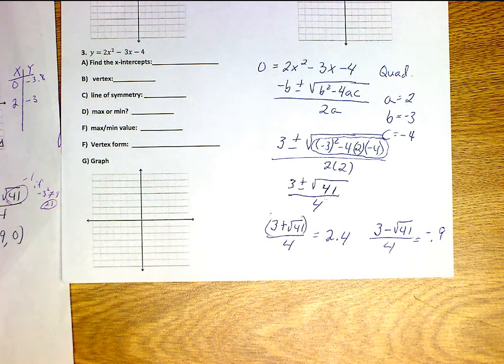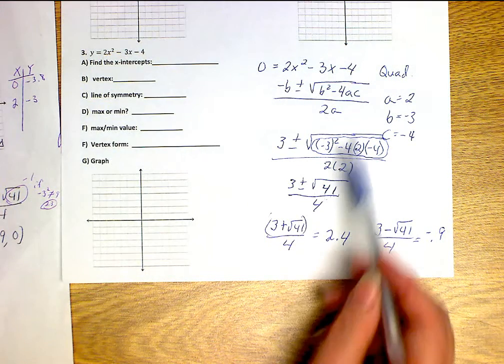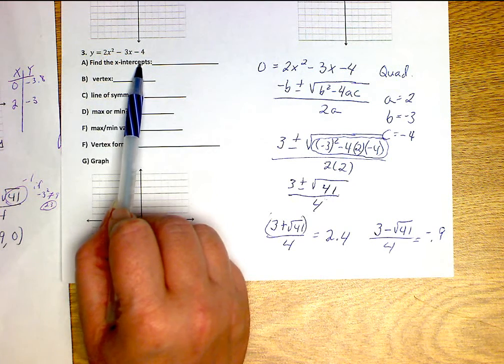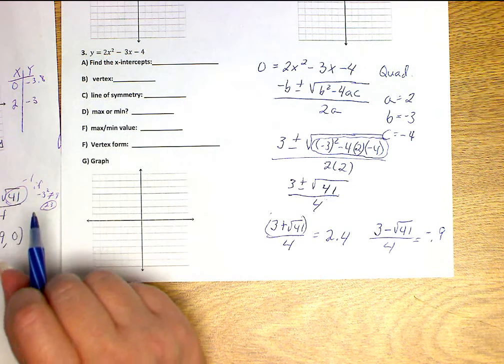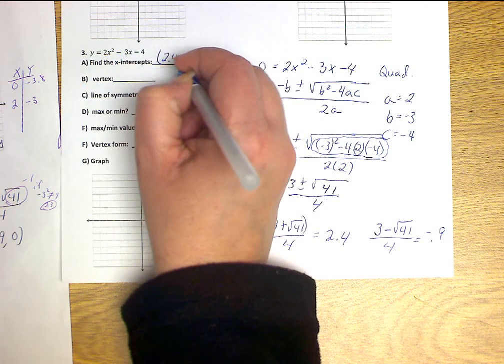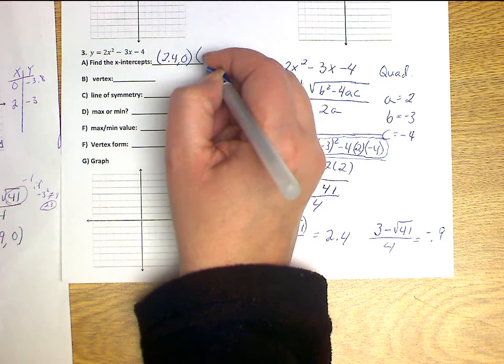So, remember that these are the x values of your x-intercept. What is your y value? 0. So your first point is 2.4 comma 0. Your other point is negative 0.9 comma 0.